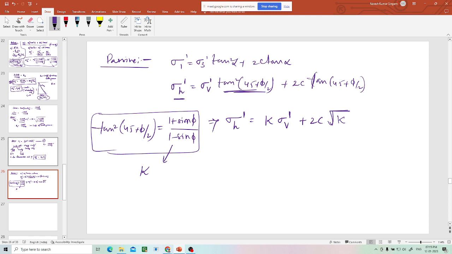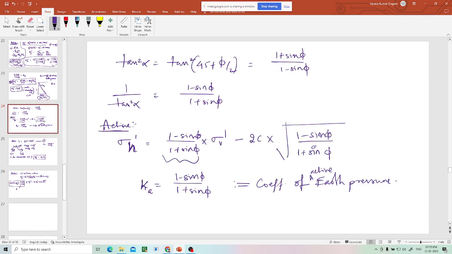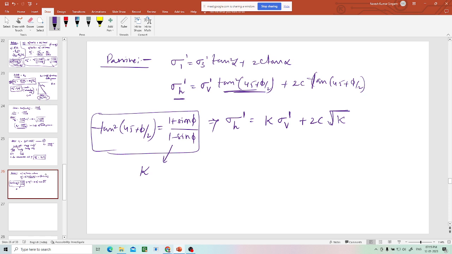But this k and the previous k are different. Previously, k was (1 minus sin phi) by (1 plus sin phi), and that is related to the active case, that's why Ka. Ka is nothing but the coefficient of active earth pressure. But here I have taken the constant as (1 plus sin phi) by (1 minus sin phi), for the passive earth pressure formula, so I'll use it as Kp.